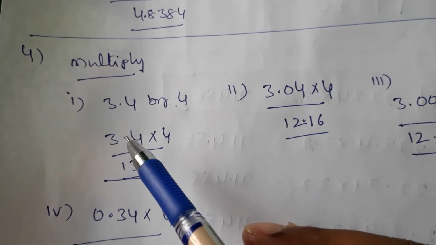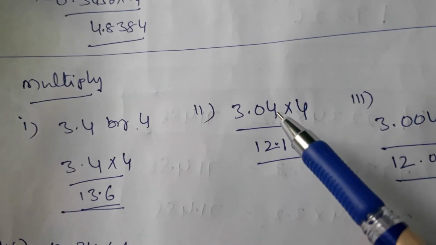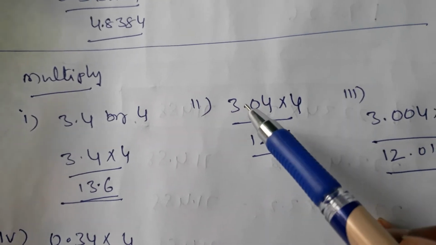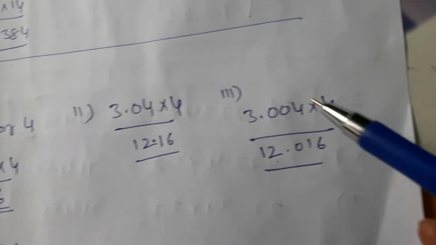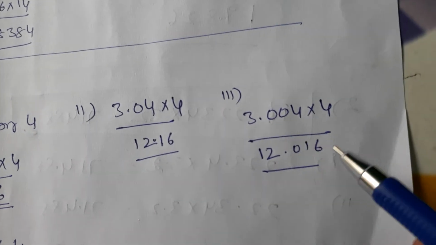Count before one digit in the question; in the answer also, place the decimal before one digit. Here, multiply the two-digit numbers and you will get this answer, and before 2 digits the decimal is there. In the answer also, you have to place the decimal before 2 digits. Here also, after multiplying you will get this result, and before 3 digits the decimal is there. In the answer also, you have to place the decimal before 3 digits.